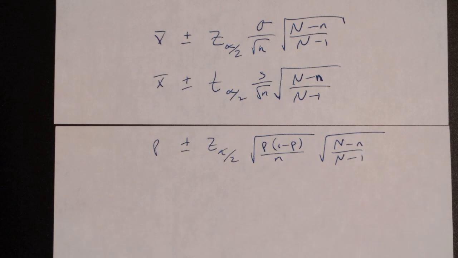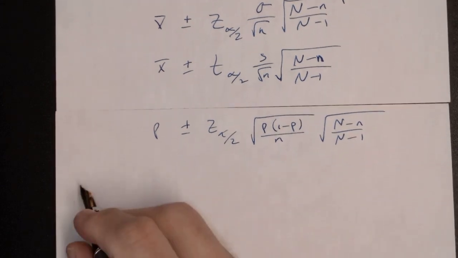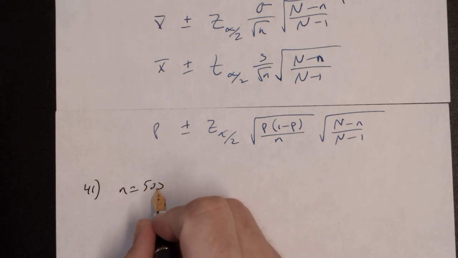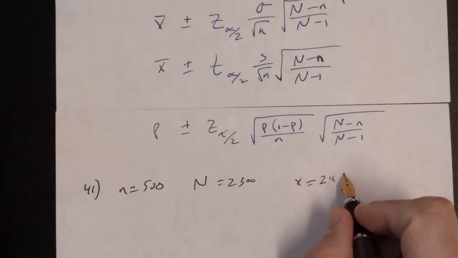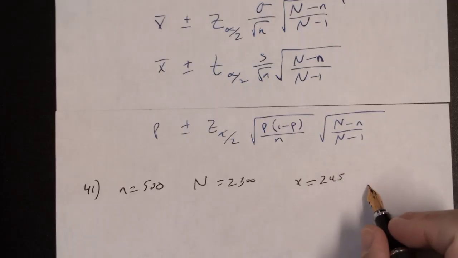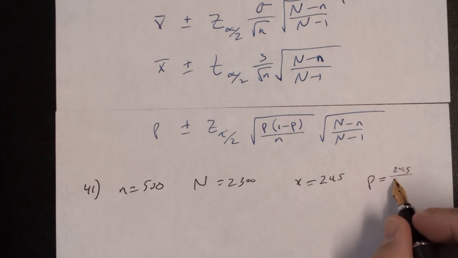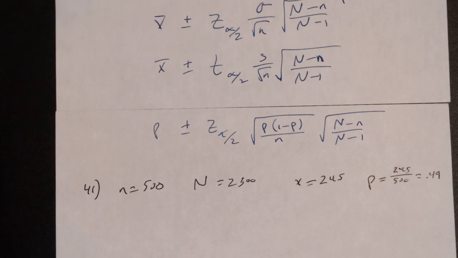So I can now go through and perform this actual calculation for problem number 41. Little n was 500, capital N was 2,300, X, the number of people who gave me a positive response, was 245. And that means that my proportion, 245 out of 500, was 0.49. We were asked for a 90% confidence interval. This proportion formula uses Z.